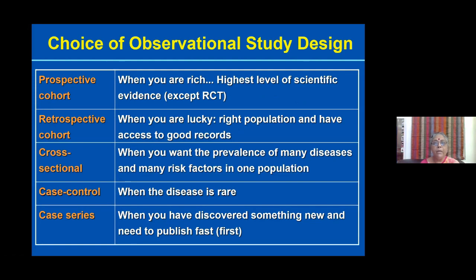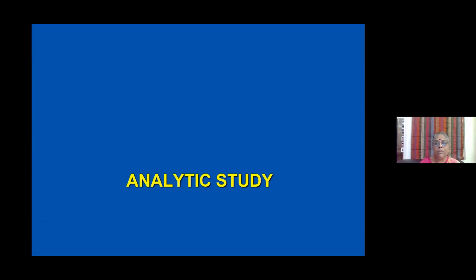or survey. When you are lucky, you have the right population and you have access to good records, you do a retrospective cohort. When you are rich and you want the highest level of scientific evidence except RCT, then you choose a prospective cohort study.